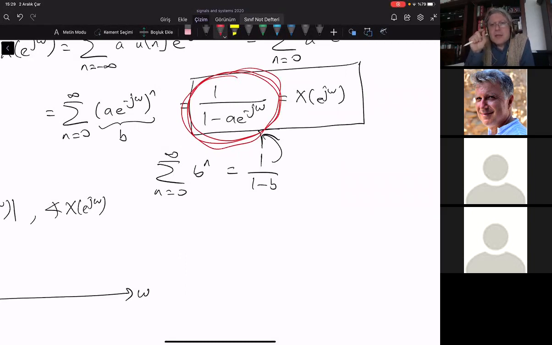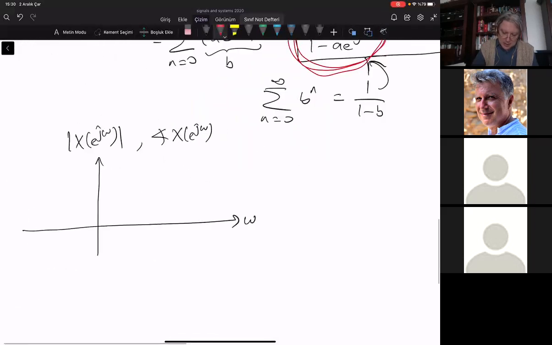With the same assumption of a equal to 0.5, if omega is equal to pi, we have e to the minus j pi. It's minus 1. So 1 over 1 minus 0.5 times minus 1, which is 1 over 1 plus 0.5, which is 1 over 1.5 or 2 over 3. So the smallest is 2 over 3, the largest is 2, and they are at omega equal to 0 and omega equal to pi.